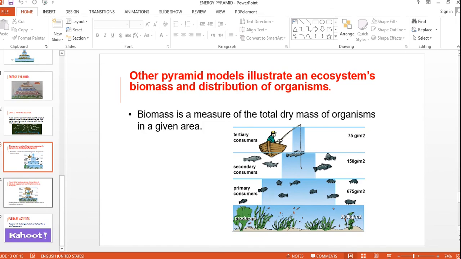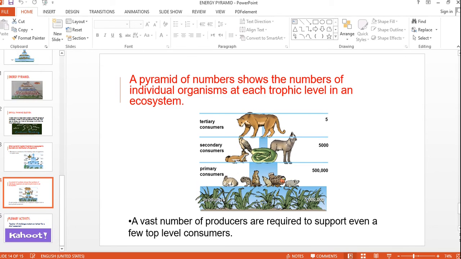The third type of pyramid is the pyramid of numbers. Pyramids of numbers show the number of living organisms or individuals at each trophic level. Again, if you look at this pyramid of numbers, we have four trophic levels. The number of producers, the grasses or plants at the bottom, is given over here. And then we move to the primary consumers, secondary consumers and tertiary consumers.